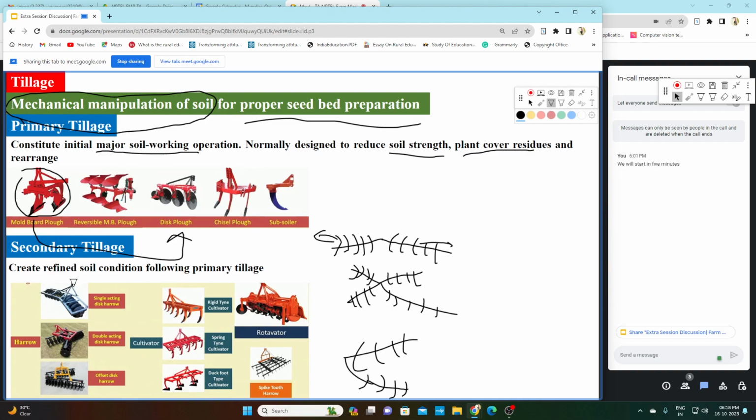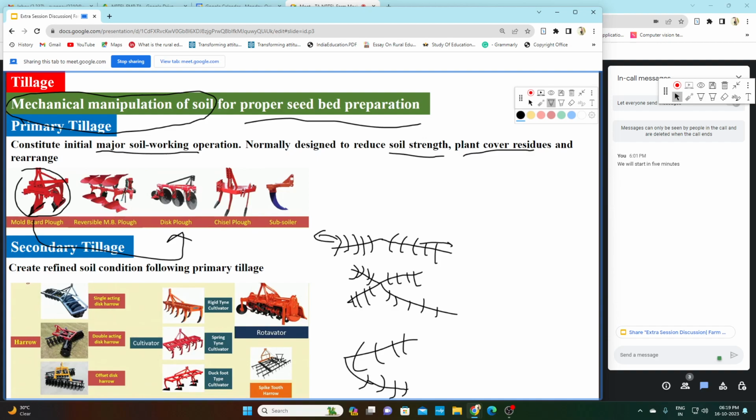But other implements like the moldboard plow, disc plow, or disc harrow are passive implements. Passive means it will not take the power from the tractor PTO. Active means it is taking power from the tractor PTO to do the soil working operation. So rotavator is the most popular type of active tillage implement. We have discussed rotavator in detail in the first or second week discussion, so you can go through that video.